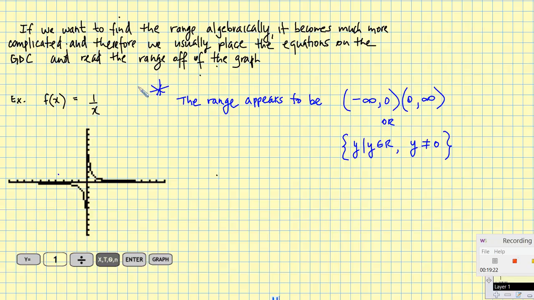So if you are ever asked to figure out what the range is, given just the function, for example f of x equals 1 over x, then you are going to have to go to your calculator, graph it, and read it off of the graph. This is only with the range. The domain we can figure out without any problem doing it algebraically. The range is a bit of a different story. You need to open up your calculator and graph the function in order to figure out what the range is. Okay, so we'll do some examples of that in class.